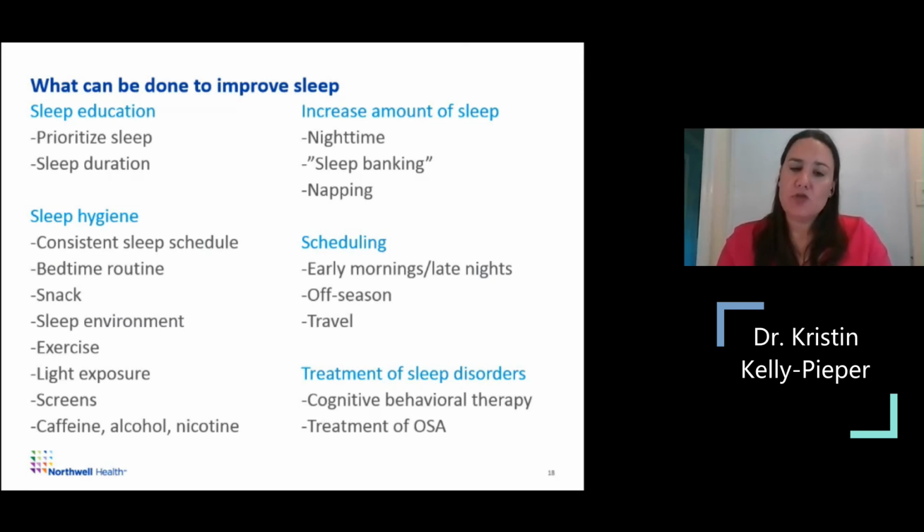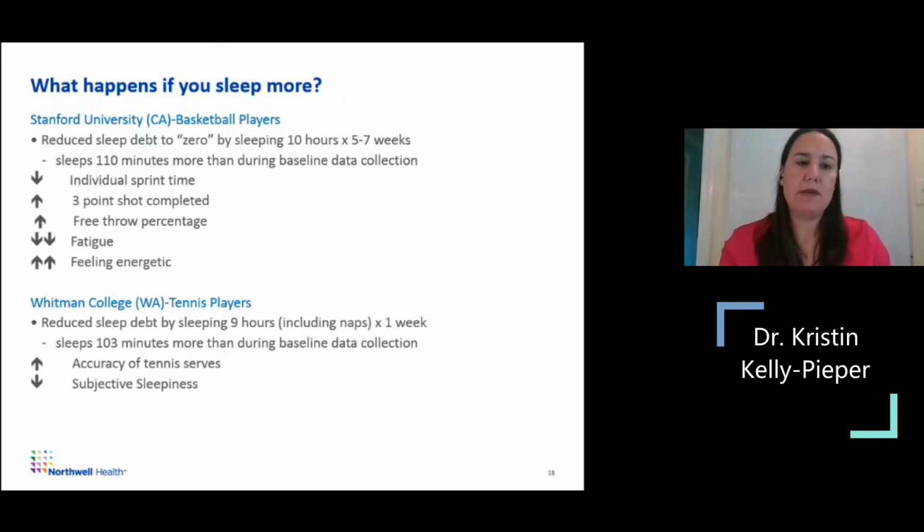But scheduling changes, we talked about maybe some of the practice times, the exercise too late at night, be mindful of travel, and then really thinking more globally, are there some things that we can move to the off season, particularly in terms of academics or big projects, when we maybe have a little bit more time, and then treating any comorbid sleep disorders, cognitive behavioral therapy for insomnia, treatment of OSA with surgery or CPAP.